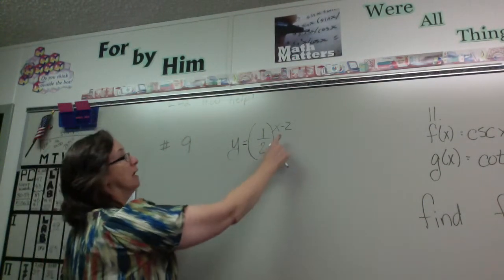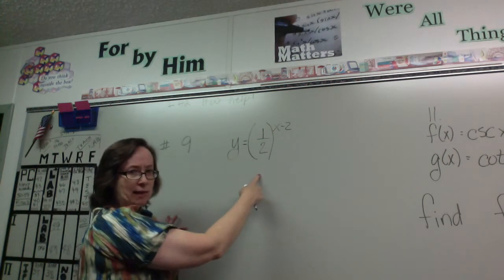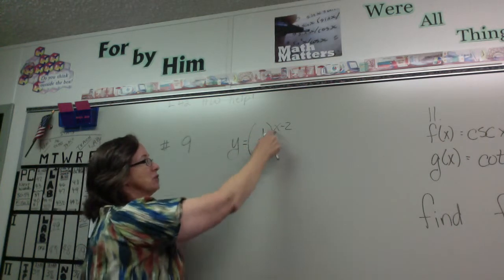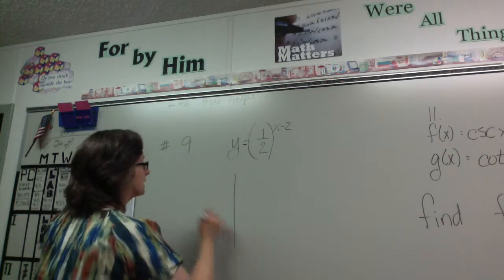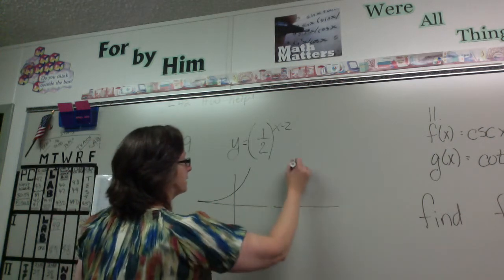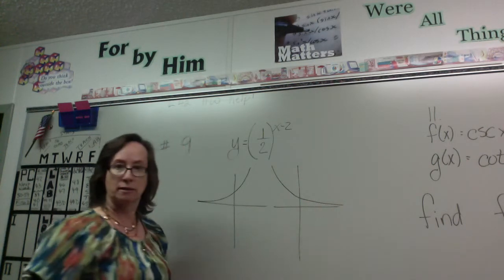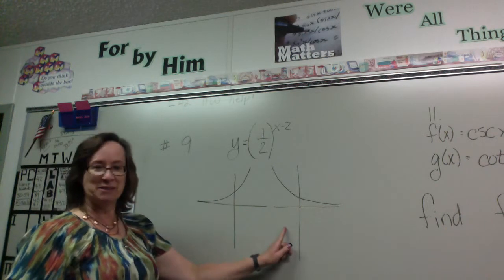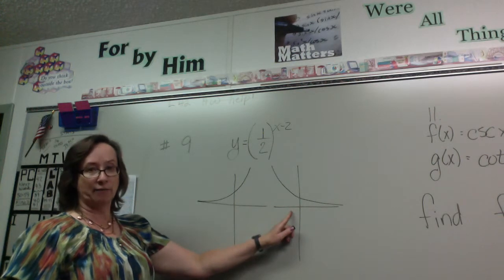Okay, so now let's think about this a minute. The base is 1/2, okay? And normally if I had a 1/2 to the x, how would I expect it to look? Would I expect it to look like this one? Or would I expect a 1/2 base to look like this one? All right? I'm going with this one. This one would be like a 2 to the x. This one is the 1/2 to the x.